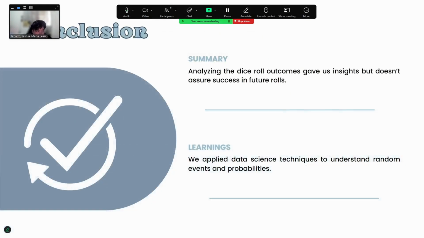To wrap up, our analysis helped us better understand the randomness of each dice roll and gave us insight into using data science to study probabilities. However, while patterns appeared, they can't assure success in future rolls.